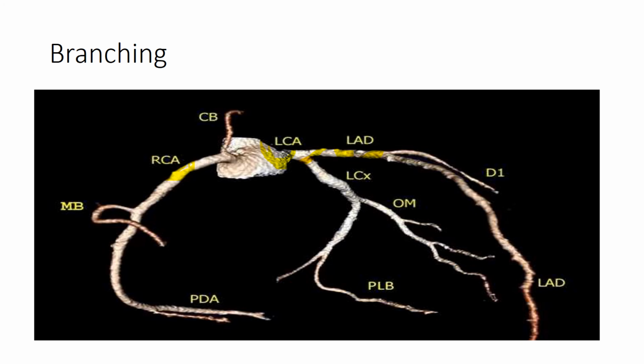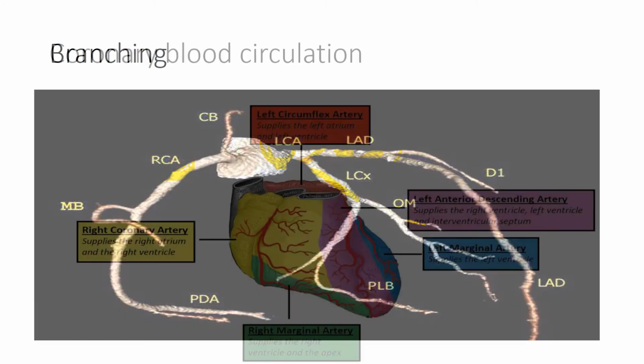This is called the left anterior descending artery. It has further branches: diagonal 1, diagonal 2, etc. From the left coronary artery arises the left circumflex artery, and from there come the obtuse marginal branches and so on. Then the right coronary artery goes backward and makes the posterior descending artery, and supplies the inferior or posterior part of the heart.